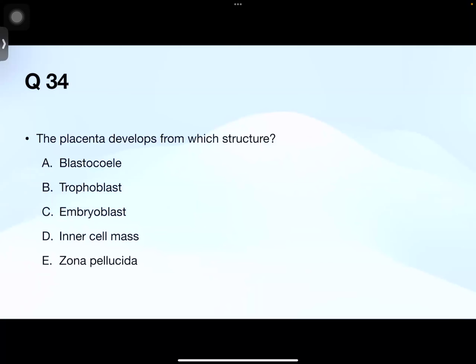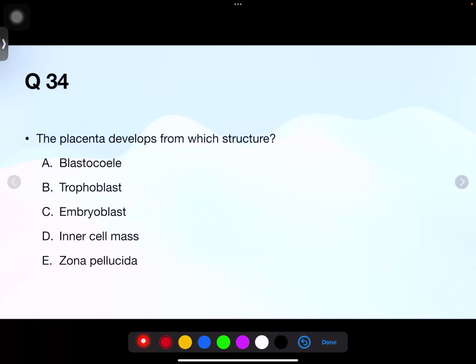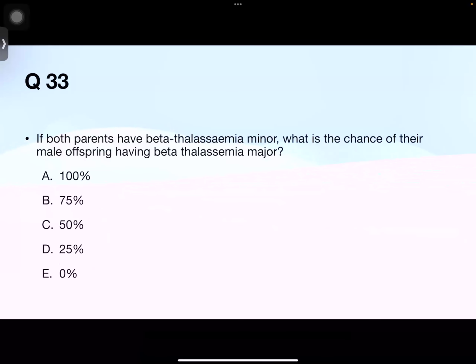Okay, so the placenta develops from which structure? Is it blastocele, trophoblast, embryoblast, inner cell mass, or zona pellucida? Trophoblast. Yes, because cytotrophoblast is actually forming this placenta. So trophoblast is forming this.